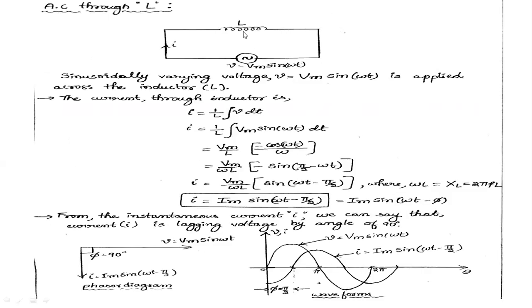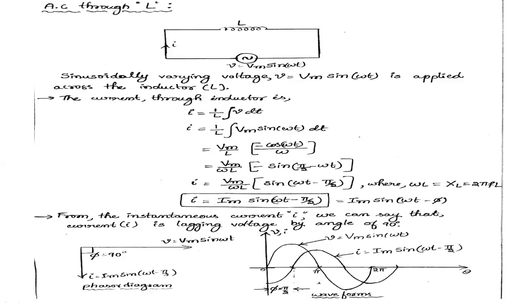The inductor is connected across a pure AC supply, V equals Vm sin omega t. The amount of current I passing through the inductor, the voltage is given and the inductor value you know. A similar sinusoidally varying voltage V equals Vm sin omega t is applied across the inductor L. The current through the inductor you need to find out first.